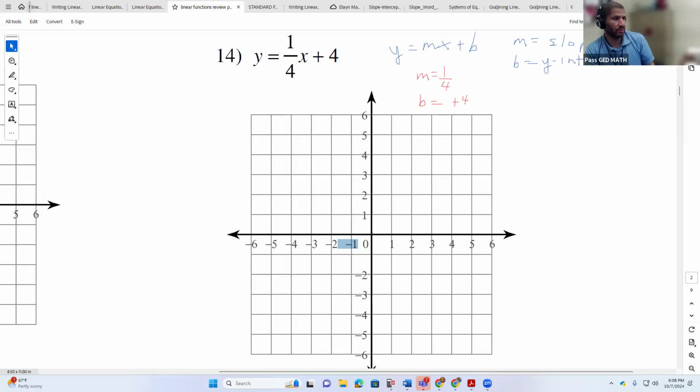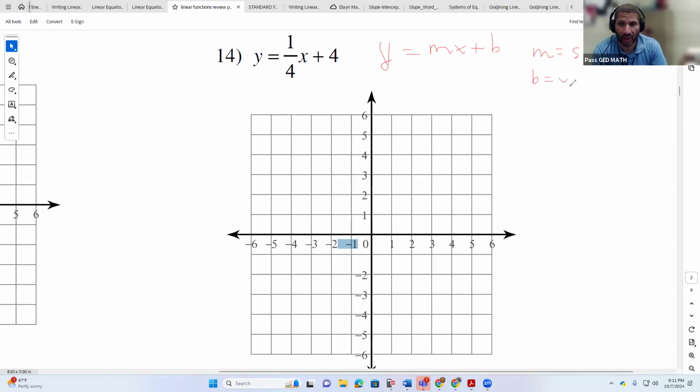Hold on for a second. Hey, I got a question. Where m is your slope and b is your y-intercept. You said the slope was 1/4. And you said the y-intercept was plus 4.